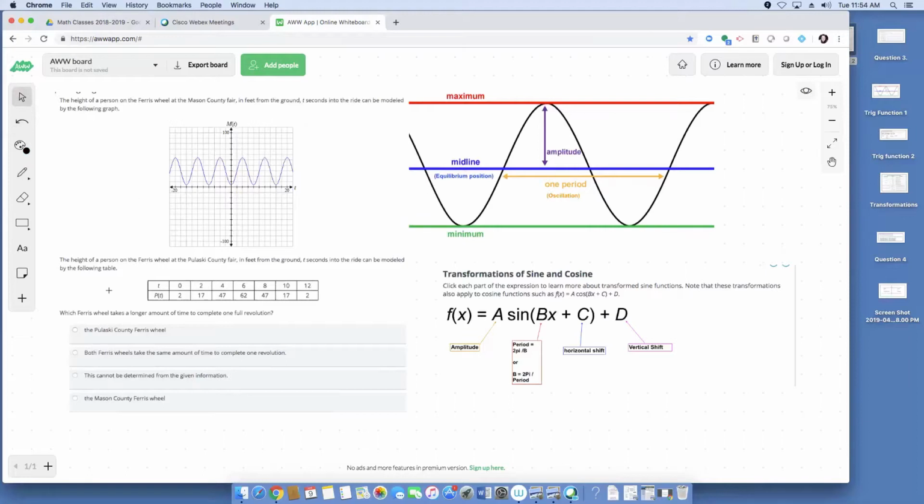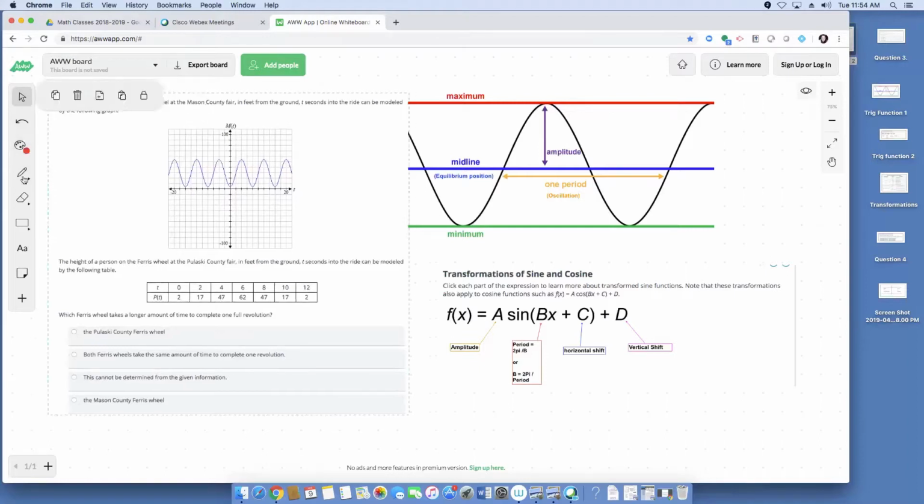There we go. Okay, the height of a person on a Ferris wheel at the county fair, t seconds into the ride, can be modeled by the following table. So these are two separate situations. Take note of that. This is at the Mason County Fair versus the other county fair. So these are two different situations.